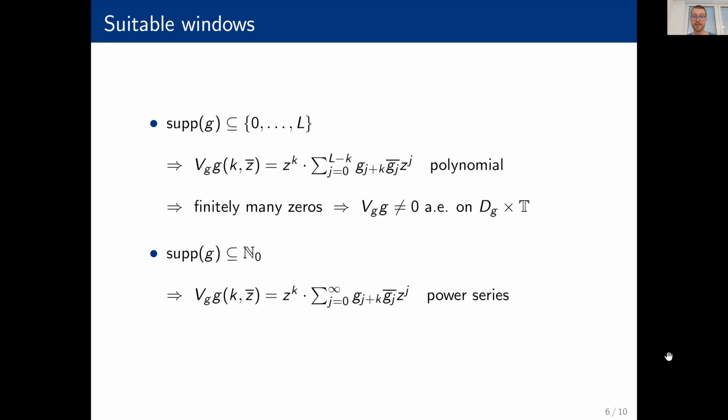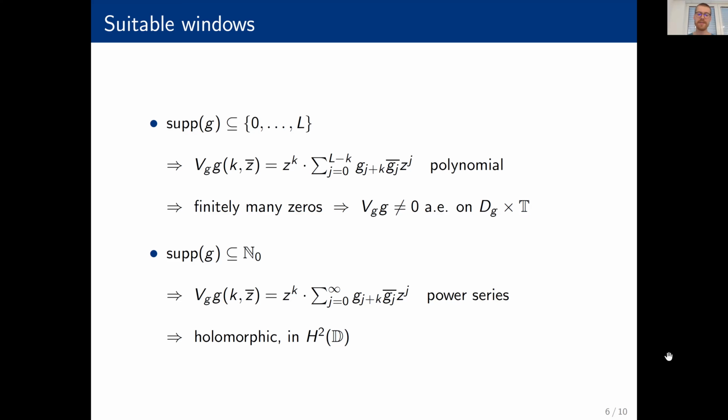And in complex analysis, power series define holomorphic functions on their disk of convergence. So in this case, since the window G is an L2 sequence, we know at least that the radius of convergence is at least 1. So this power series defines a holomorphic function on the unit disk.